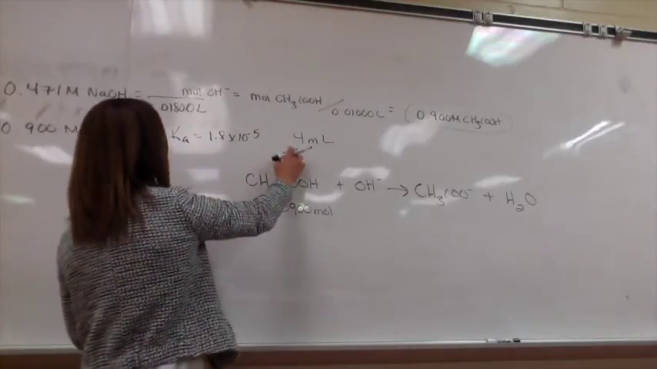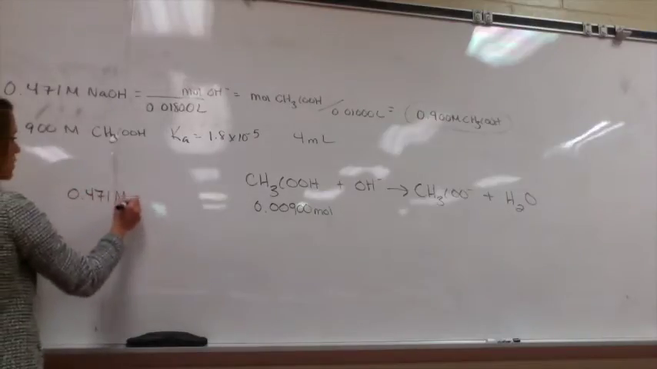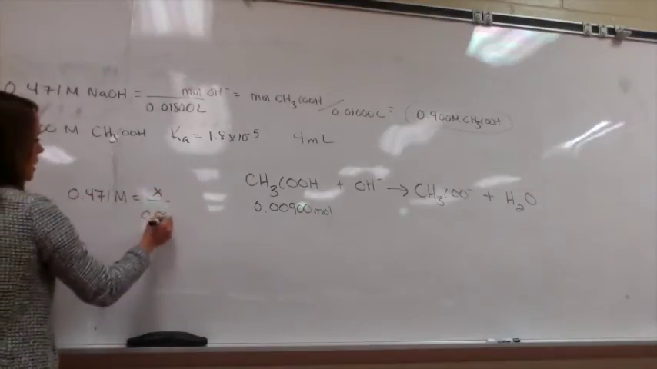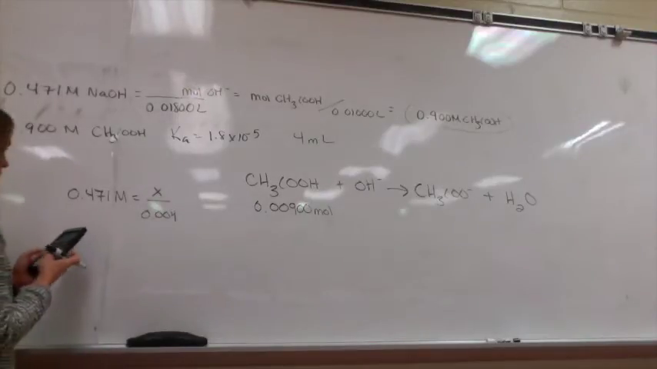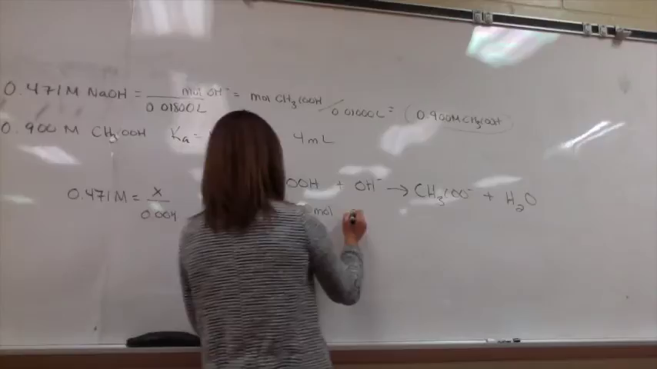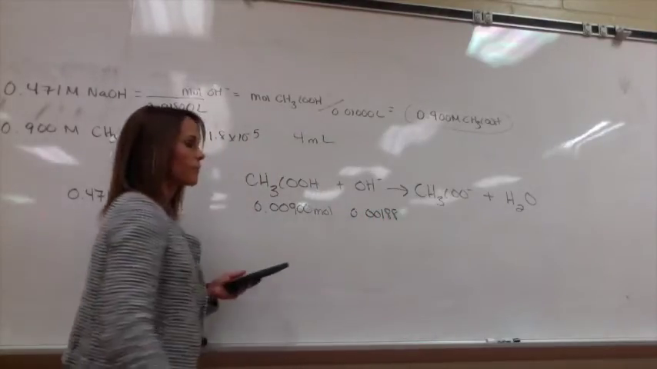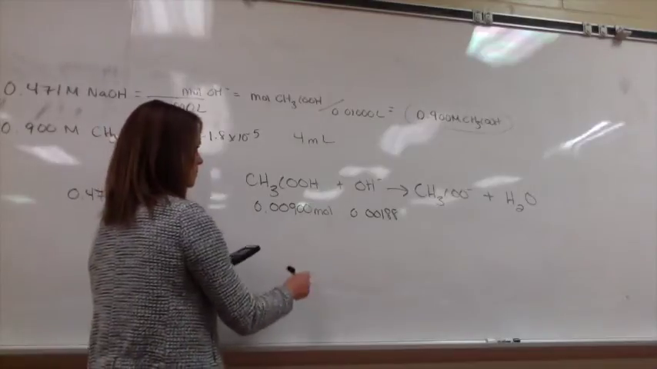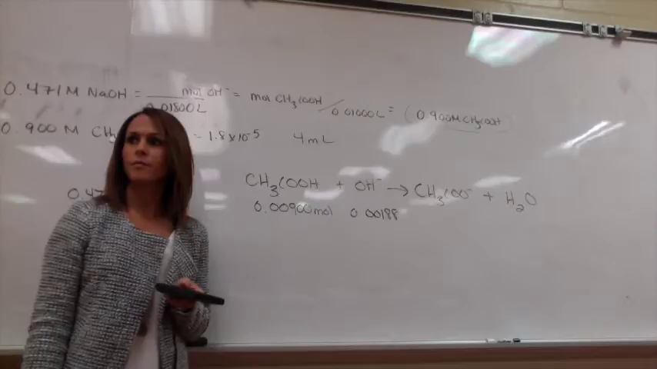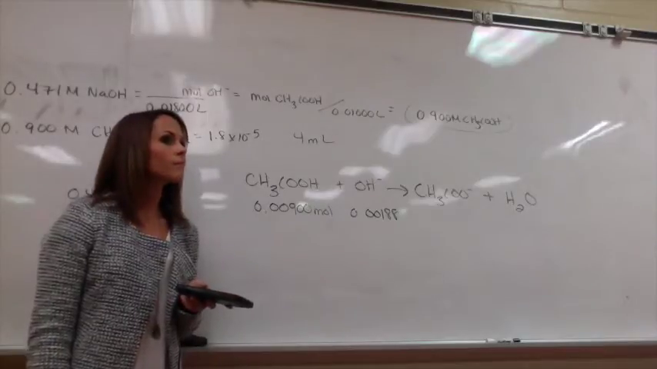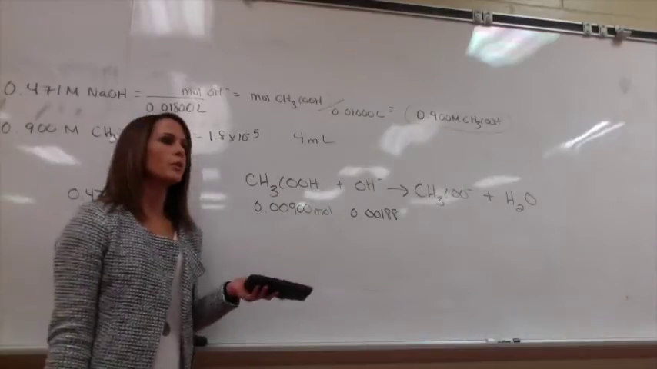So if we put 4 milliliters in of our sodium hydroxide, now I'm going to take the molarity of the sodium hydroxide and calculate how many moles of that go in. So this is going in, 0.00188 moles. So what's your limiting? Limiting is the one that's less. OH, right? We haven't reached our equivalence point yet.